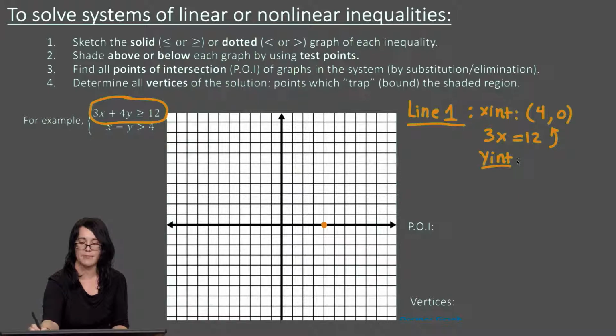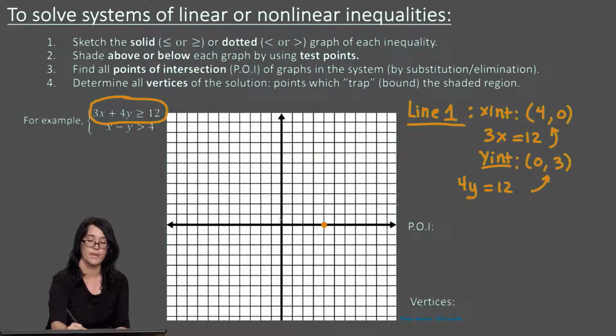And let's find our y-intercept while we're at it. For y-intercepts, we just let x equal 0. So if we let x equal 0, plugging in 0 for x, we would have 4y equals 12, so that y is just 3. And we could plot that point as well. So we go up to 0, 3.